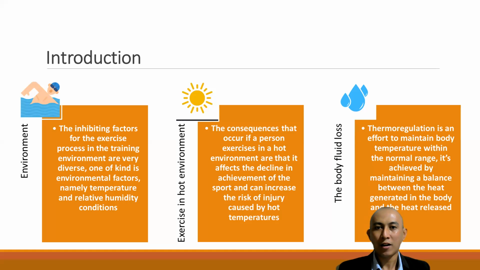The consequences that occur if an athlete exercises in a hot environment are the decline of sport achievement and increased risk of injury caused by hot temperature. So it is important to maintain thermoregulation so athletes can balance their body temperature in the normal range. It can be achieved by maintaining balance between the heat the body gains and releases.